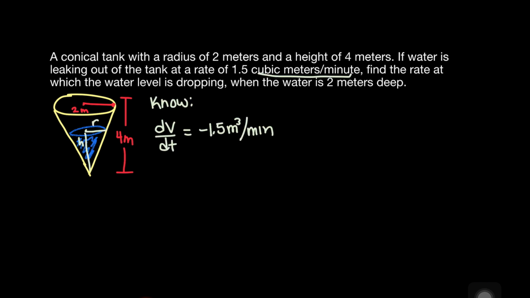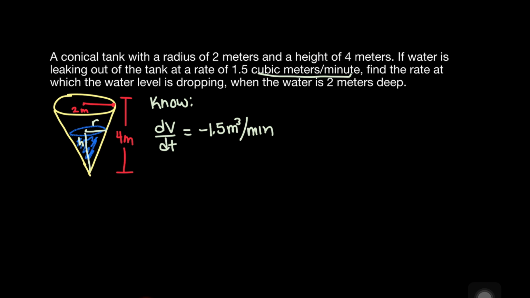Okay, so the thing that's constant here is the size of this tank. It has a height of 4 meters and a radius of 2 meters. The parts that are changing are the dimensions of the water. The water level is changing. So there's going to be like this little radius, this little height of that water level. That's going to change as the water leaks out of this tank.